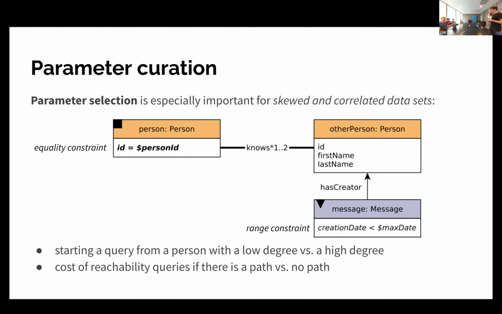The other typical graphy problem is that if we select 2 people and look for reachability, we might select 2 people where there is a path, which is usually very easy to find, or we select 2 people where there is no path, which is much harder to prove for the system. So this is, of course, very undesirable, and we need to do some tricks.